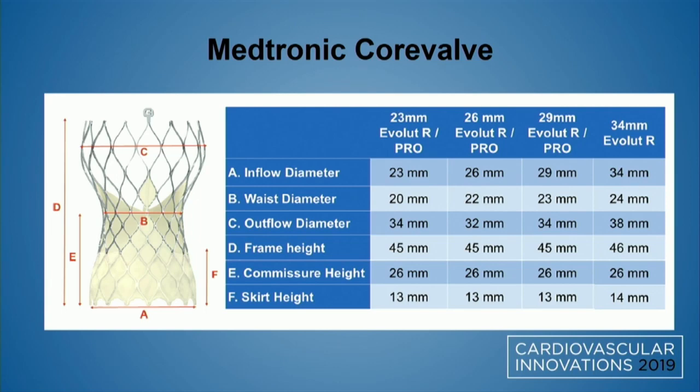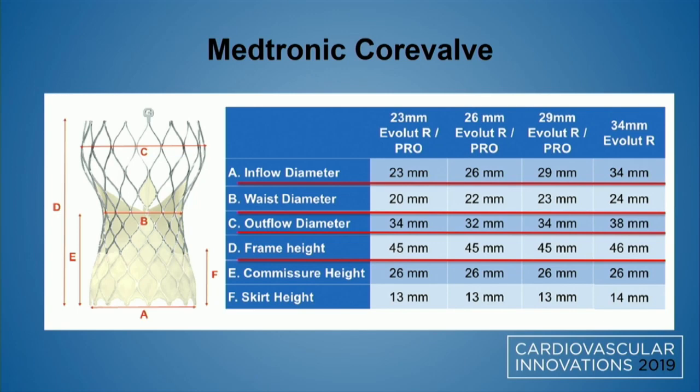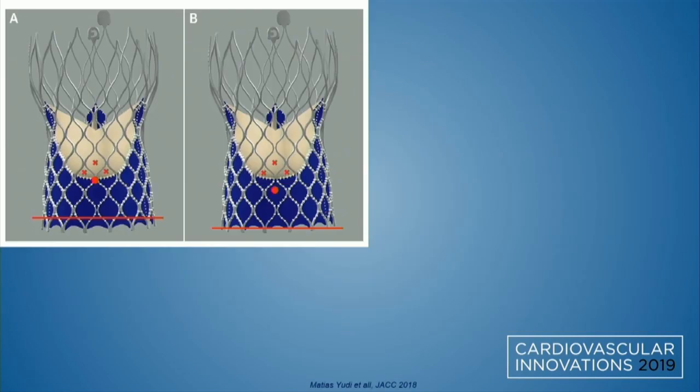I know the Lotus is just approved. The Medtronic valve, if you look, the inflow diameter at the bottom is the size of your valve. There's a waist that's narrow, and this gives some gap between the frame of the valve and your aortic root, and so you have space to engage your coronary ostia. There's an outflow diameter, which you don't really worry about because it's above the ostia. The frame height is about 45. Your commissure height is important. It's twice the skirt height, about 26, and your skirt height is about 13 millimeters. So you have to be really wary about coronary ostia height of less than 10 to 13 millimeters.